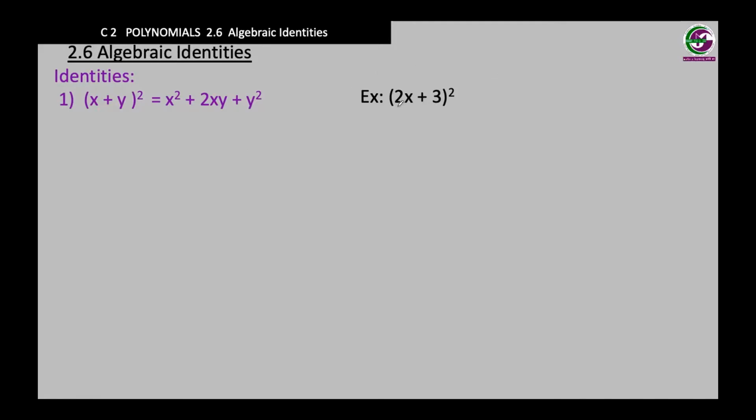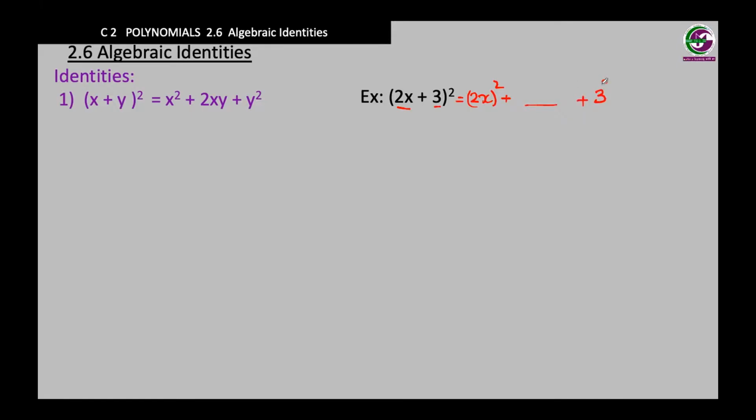First term is 2x, second term is 3. Remember, whenever you have a number and a letter together, or 2 letters together in a term, it's always better to put them in a bracket while you expand the identity. Let's see how it is. So x square plus y square is the square of the first term, so (2x) square, plus the middle term, plus the last term. The last term is the square of the second term.